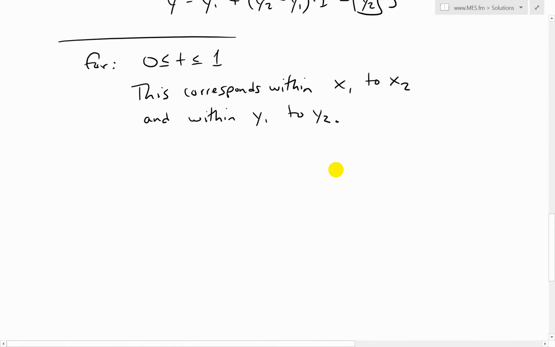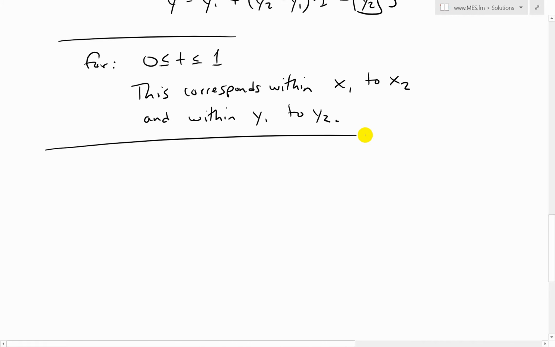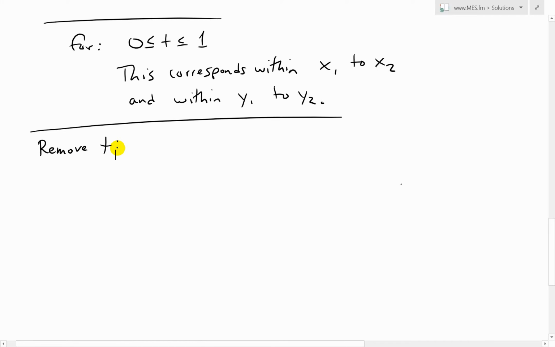So we can do that. So next is remove t. And to do that, first thing we'll do is write our equation. So x equals x1 plus x2 minus x1 times by t. Let's write this a bit neater. x1 plus x2 minus x1 times by t, and then we have y is equal to y1 plus y2 minus y1 times by t like that.